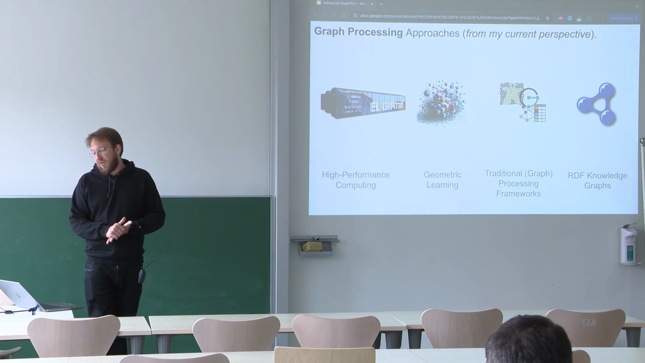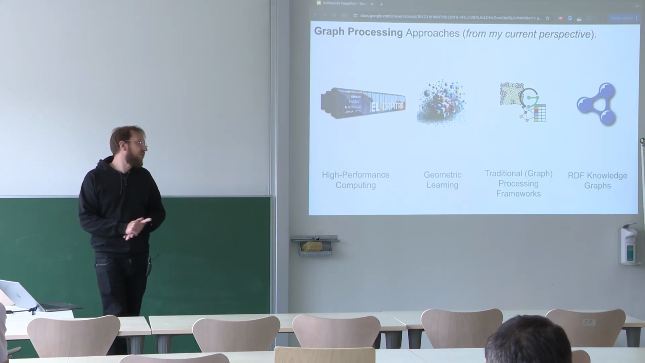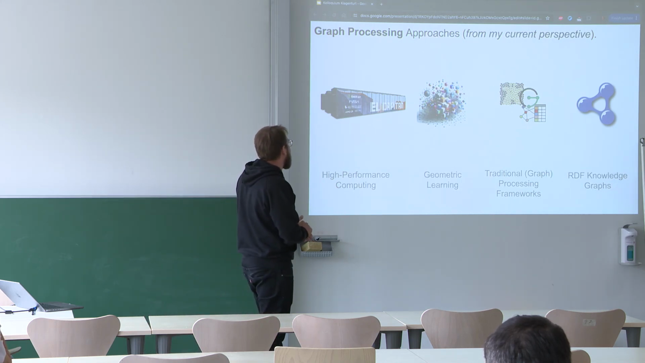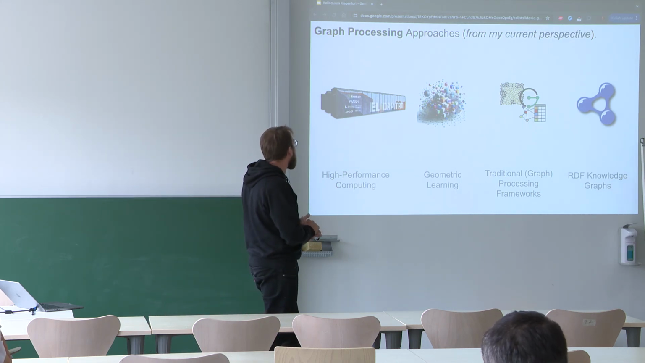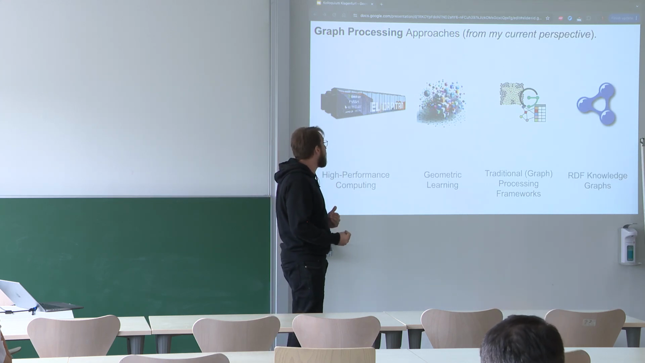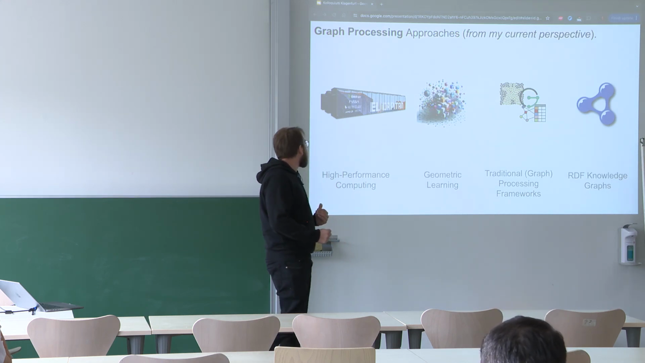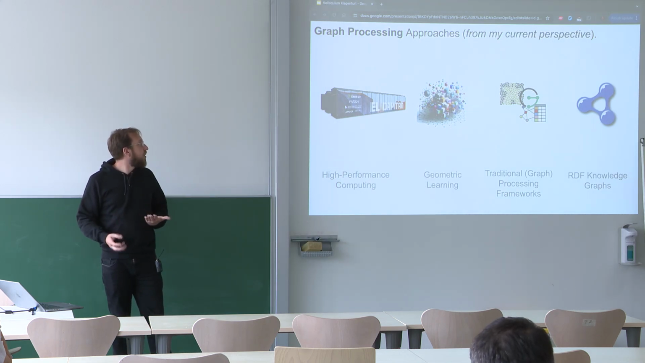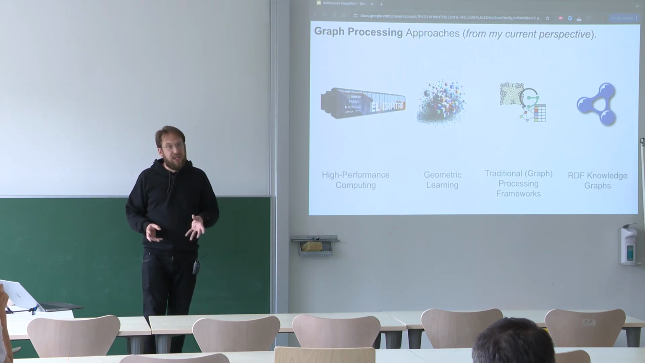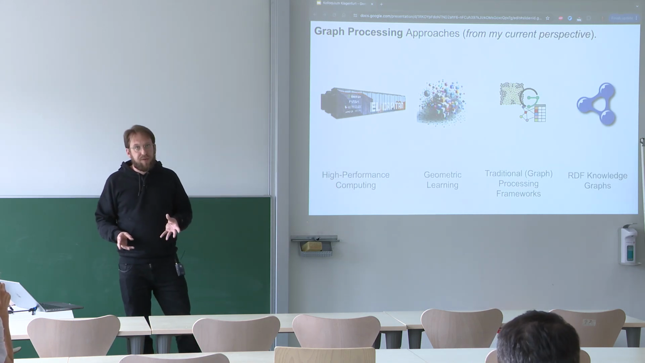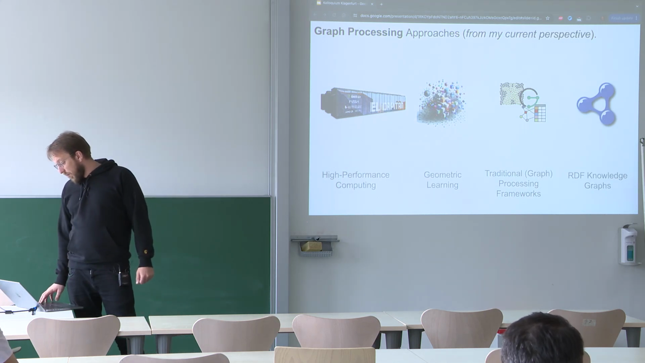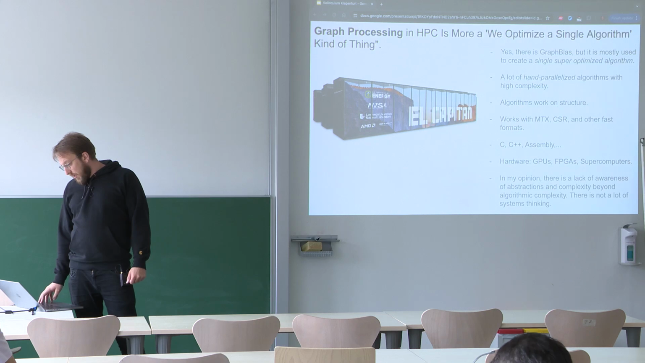I would like to introduce a little bit of a taxonomy for graph processing, but this is more from a Graph Massivizer standpoint, because this is actually what we promised in the project. So we want to do high-performance graph processing. We would like to learn graph representations, do that the way traditional graph processing frameworks have done that, and all of that on top of knowledge graphs as well, right?